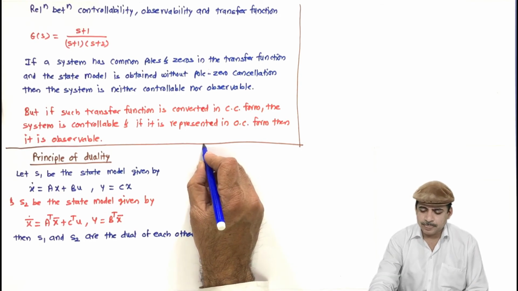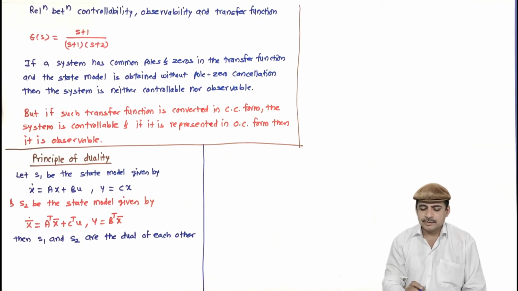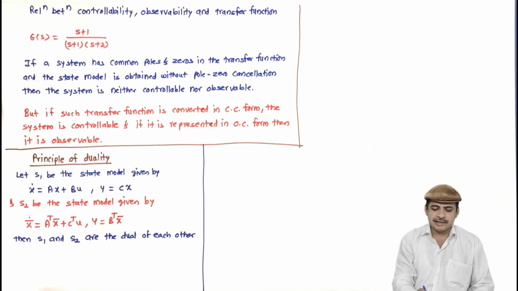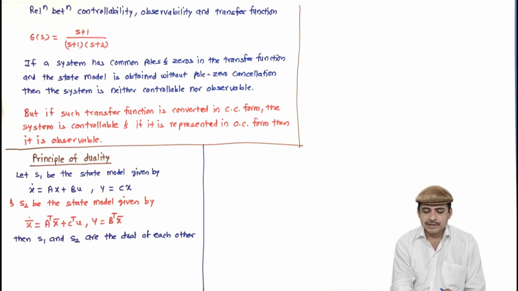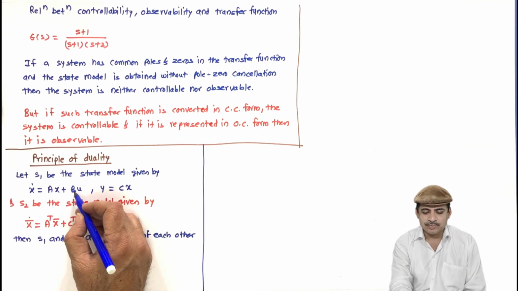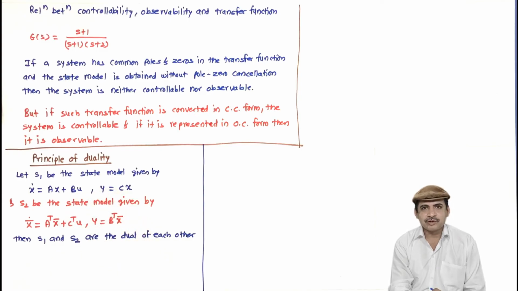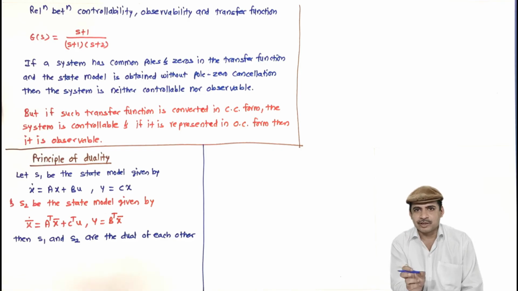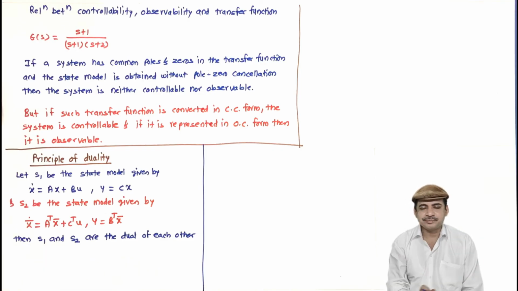So let me make a point, and this clearly says that if you look at this very carefully, if this is in controllable canonical form, then this will be an observable canonical form. Means controllable canonical form and observable canonical form are dual of each other. But I will make another point.